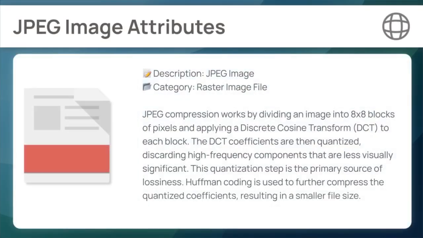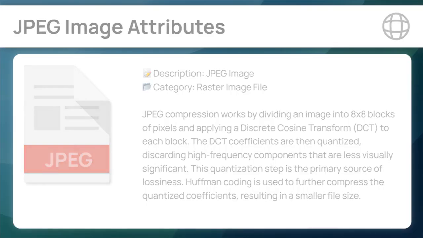JPEG compression works by dividing an image into 8x8 blocks of pixels and applying a Discrete Cosine Transform, DCT, to each block. The DCT coefficients are then quantized, discarding high-frequency components that are less visually significant. This quantization step is the primary source of lossiness. Huffman coding is used to further compress the quantized coefficients, resulting in a smaller file size.